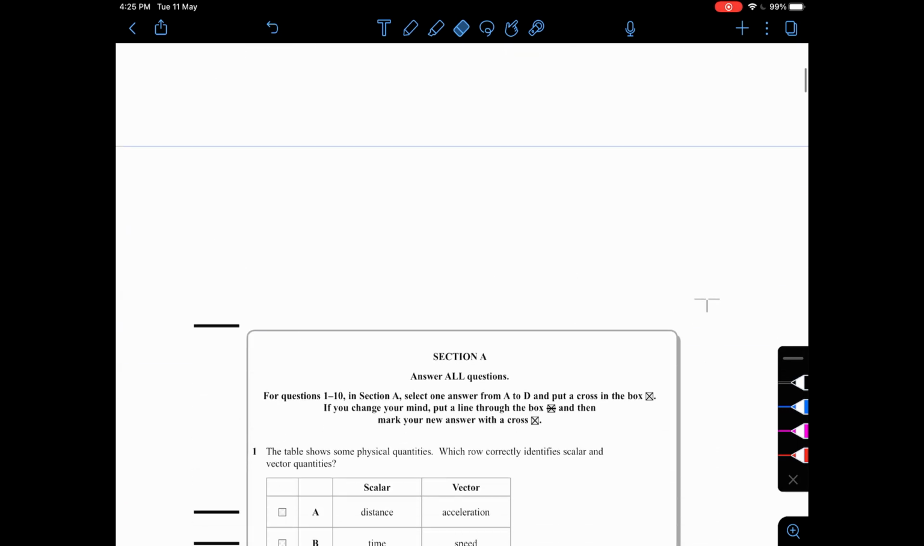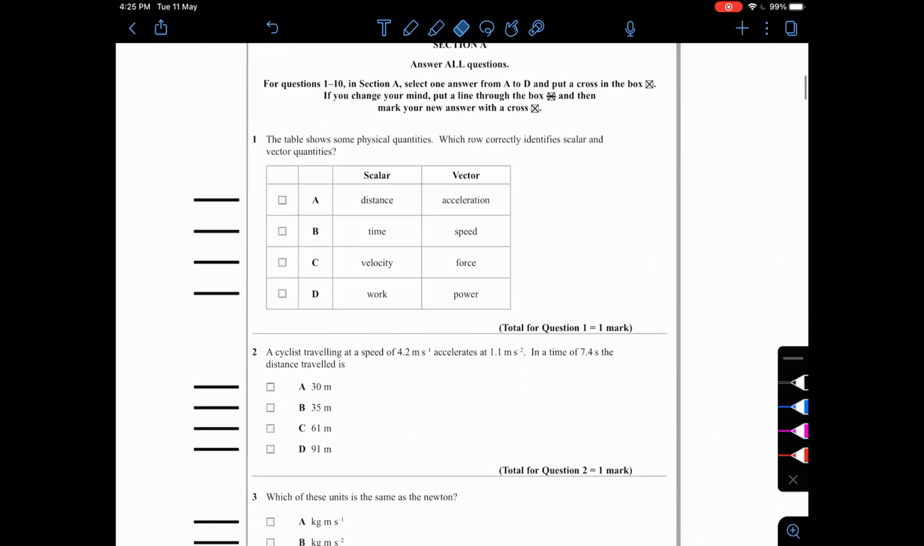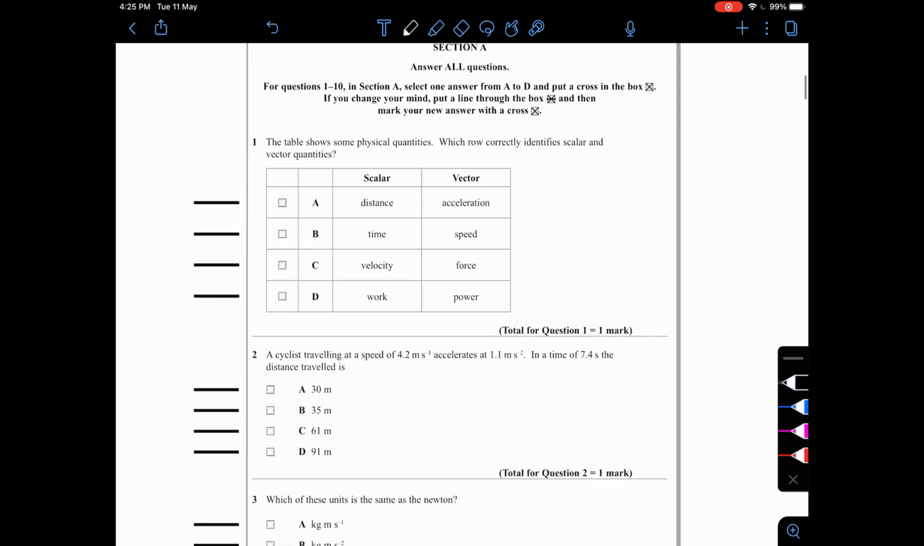So question number 1, we have the table shows some physical quantities. Which row correctly identifies scalar and vector quantities? They've given us some quantities, so the first thing we can do is check whether they're scalar or not. So is distance scalar? Yes, it has a size and no direction. Time has a size and no direction. Velocity has a direction, so it's automatically out of our options, and C is already out. D, we also know, has no direction.